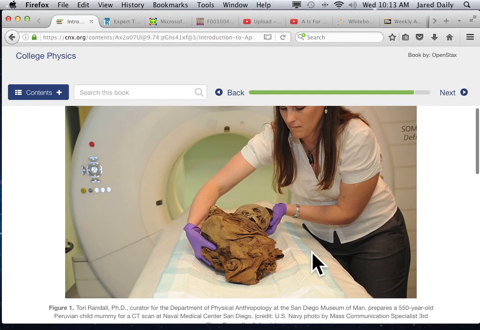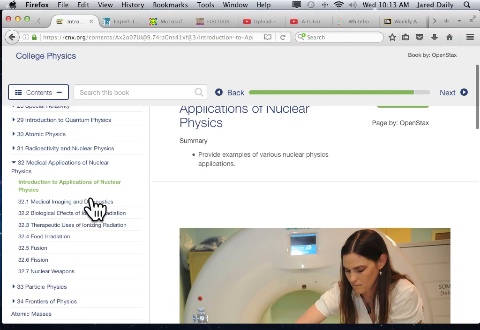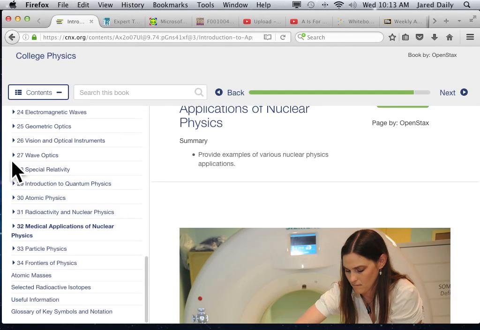And next time we'll talk more about applications of nuclear physics. We've got medical applications, particles, and frontiers. So we've got time to finish up all three of these when we get back next week.